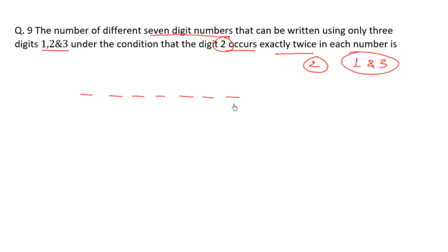So the number of ways of selecting two different places out of these 7 places is 7C2. And for the rest of the places, every time the options are 2 and there are 5 different places, so obviously the number would be 2 to the power 5. On simplification, 7C2 is nothing but 21 and this is 32. So the answer would be 32 into 21, which is 672. So 672 becomes the right answer.